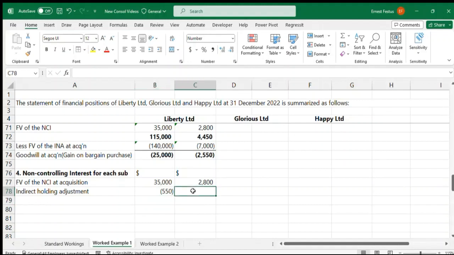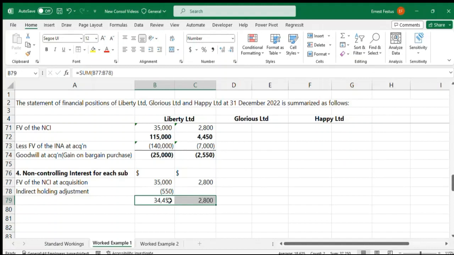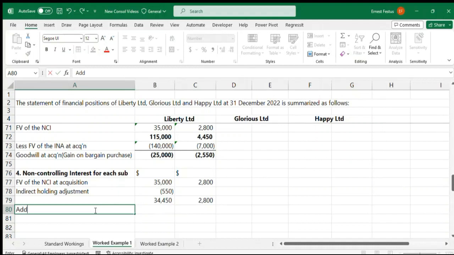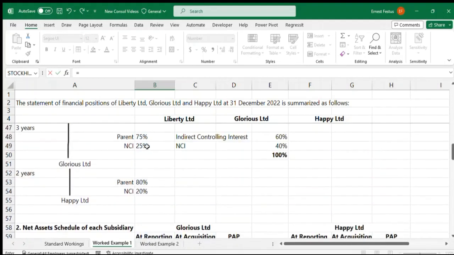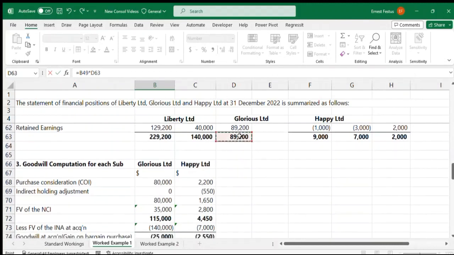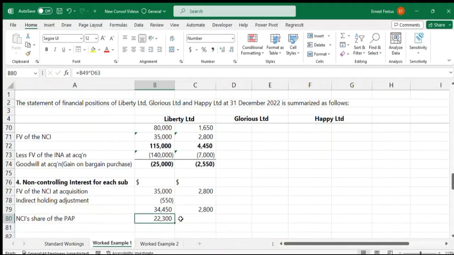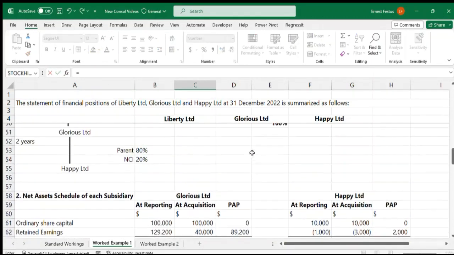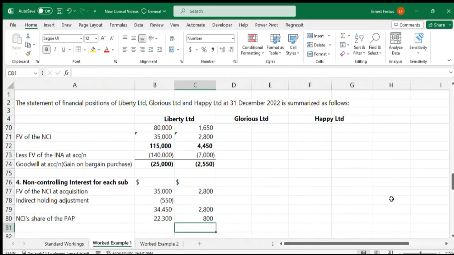Alright, so we have that, and then this is that. So I'll just add together, and then we have that, and then I'll also add the NCI's share of the post acquisition profit. For Glorious Limited, that is 25% multiplied by our post acquisition profit, which is right here on our net asset schedule. And then for Happy Limited, it's going to be the 40% multiplied by our post acquisition profit of 2000 on the net asset schedule. So we have this.